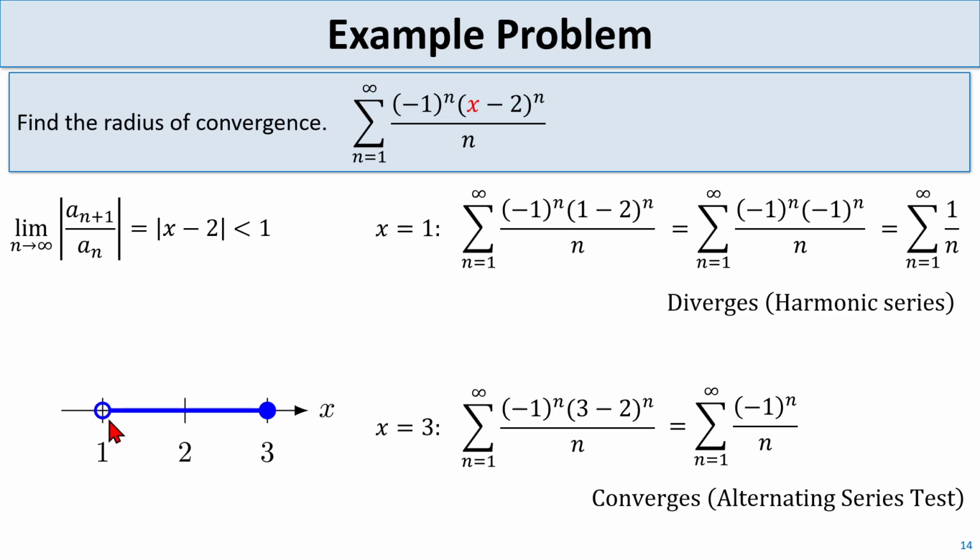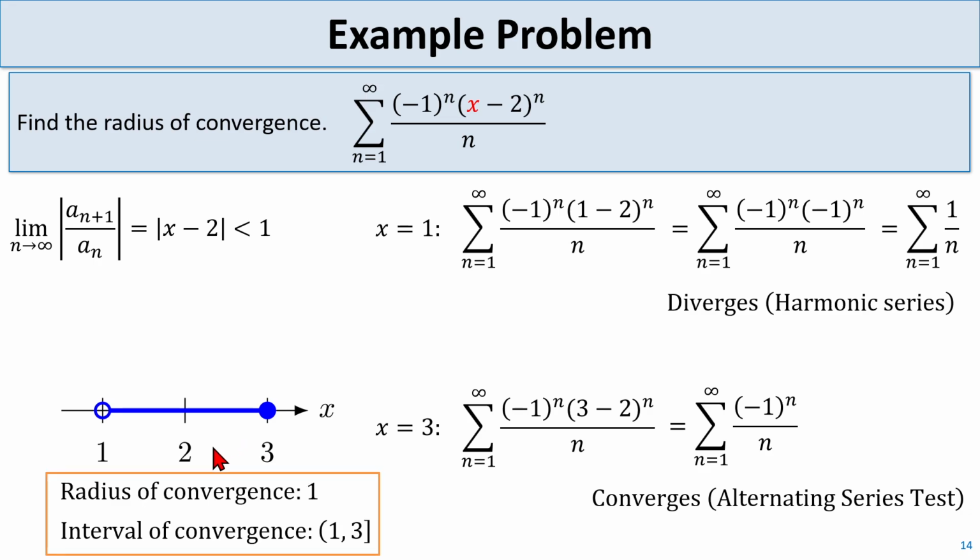We have the full interval determined. The radius of convergence, as we mentioned before, is 1, and the interval of convergence goes from 1 exclusive, so open parentheses, all the way up to 3 inclusive, so square bracket.